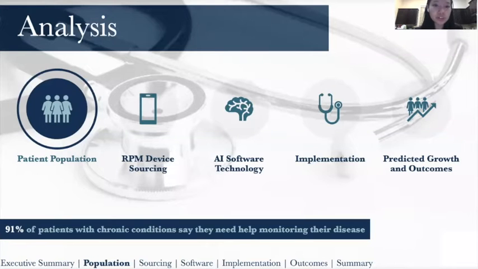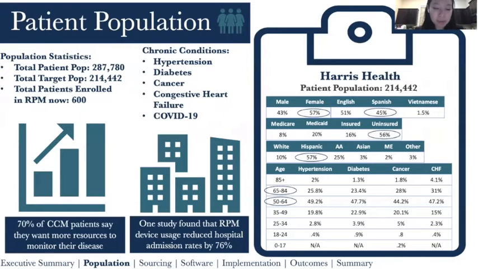It is important to first know the patient population to have a better idea of the patients targeted by the RPM program. Of the total patient population, 214,000 have chronic conditions. Of our target patient population, 45% speak Spanish, 56% are uninsured, and most patients who need the RPM are between the ages of 50 to 84.